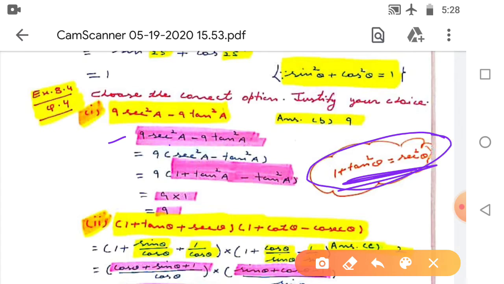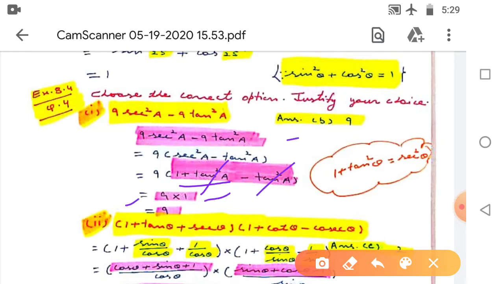So, instead of writing this sec square a, we write 1 plus tan square a. Out of these two, we take 9 common, it becomes sec square a minus tan square a. But instead of writing this sec square a, we write 1 plus tan square a. Now look here. The moment you write 1 plus tan square a instead of sec square a, this tan square a gets cancelled with this tan square a, we are left with 1, so 9 into 1 is 9. So the option is B part, that is 9.